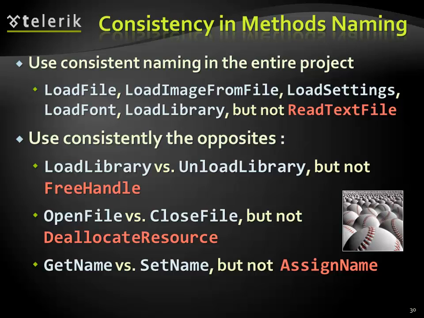In the other examples, like vault library and unvault library should be used instead of free handle as the meaning of unvault library, because it's much easier for the reader to understand that unvault library is just doing the opposite of vault library. Close file versus open file. We shouldn't use allocate resource for saying that a file is closed. It's better to use close file when you have used open file earlier. Get and set are a similar example. It's better to use get name and set name instead of get name and assign name.